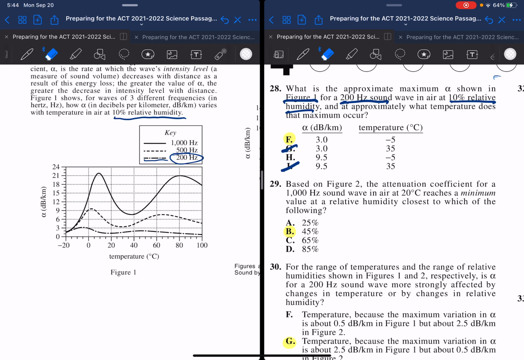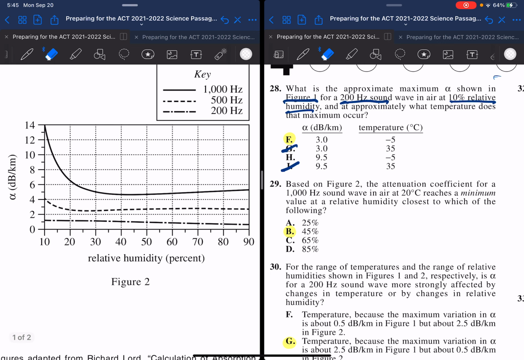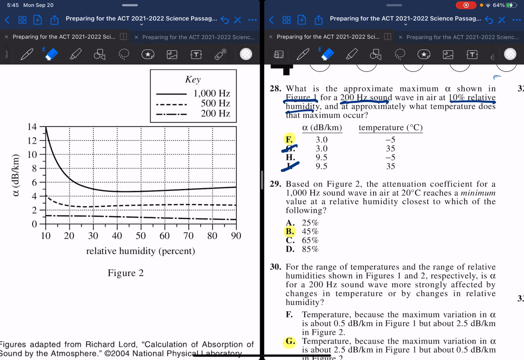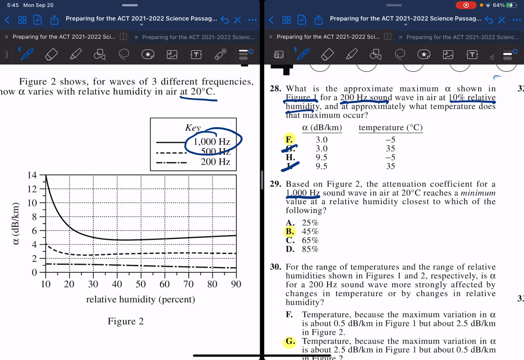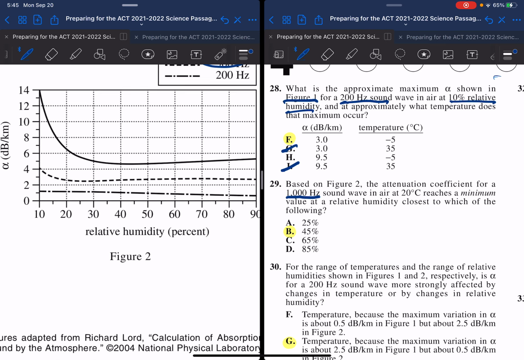29 directs us to look at figure 2. It says the attenuation coefficient for a 1,000 hertz sound. So it tells us we have a 1,000 hertz sound in the air at 20 degrees Celsius. Now we already know that that's a constant, so we don't have to worry about that. It reaches a minimum value at a relative humidity closest to which of the following? So we're looking at the solid graph, and we're asking, where is the minimum point?